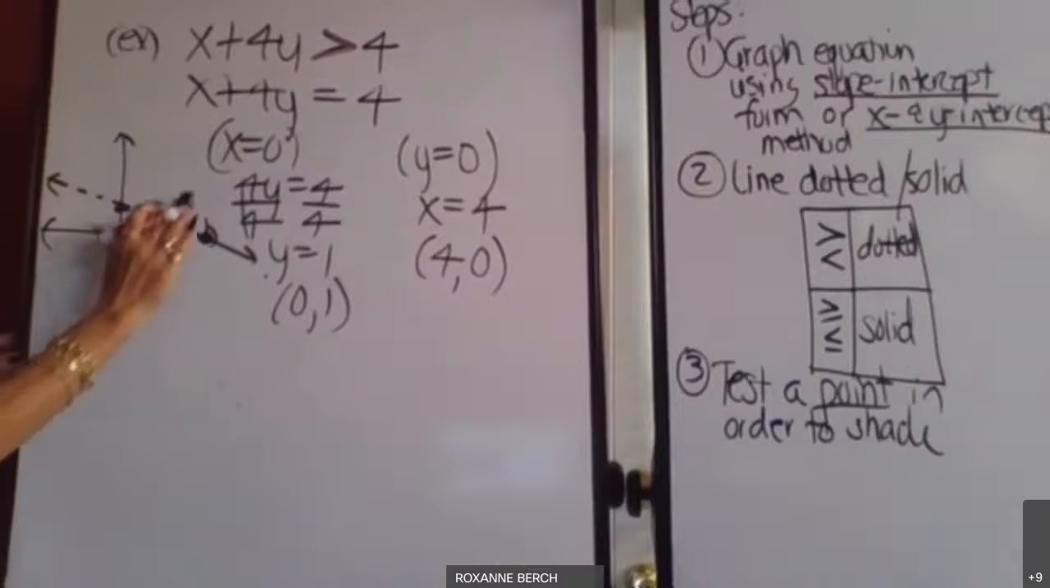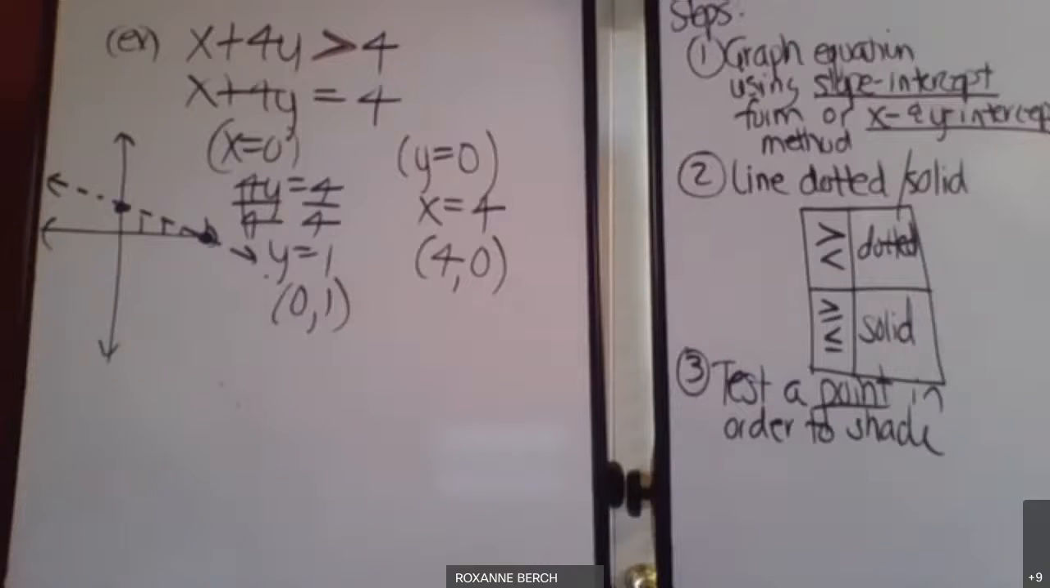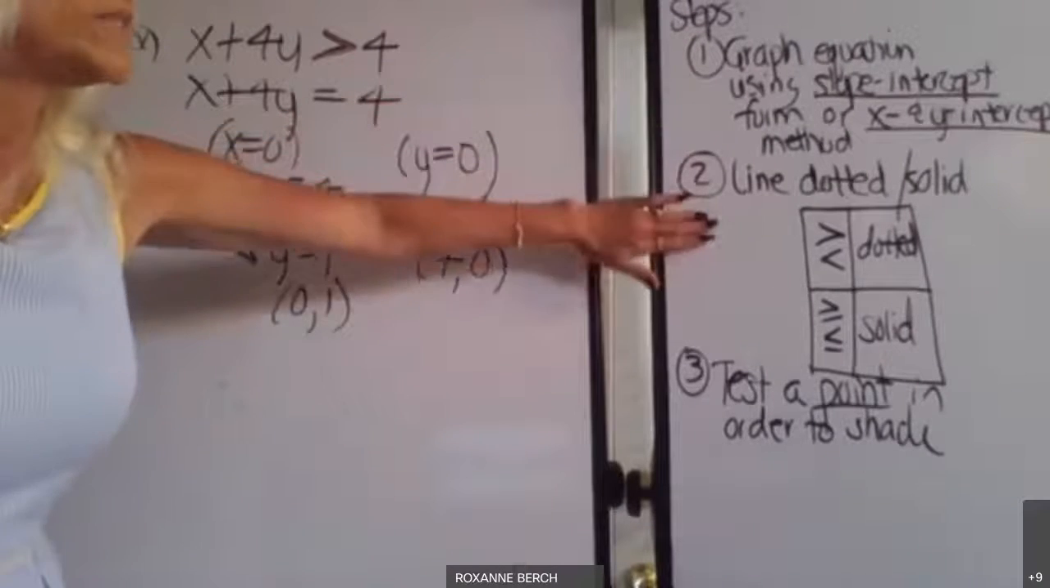What does dotted mean? Does dotted mean that the solutions can be on the line or no? No. Right. Dotted means they cannot be on the line. They can come infinitely close, but they can't hit the line. Solid means the solutions can be on the line. All right, so here we go. So we did number 1, we did number 2.